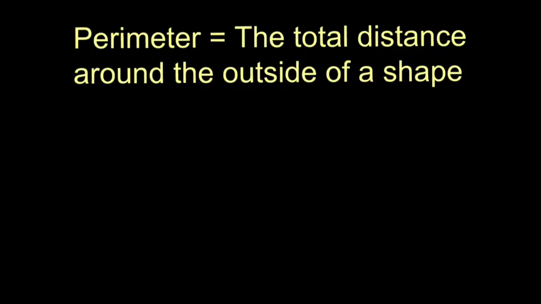Now for question 2, you need to start finding the perimeters of objects. Remember, perimeter is the total distance around the outside of a shape. There are 3 steps that you need to follow. The first step is identify the side length of each side. Sometimes they won't write this, so you need to figure out what it is.